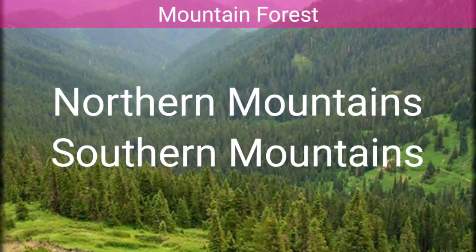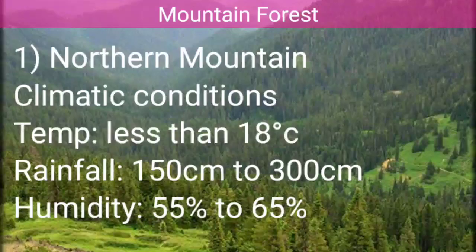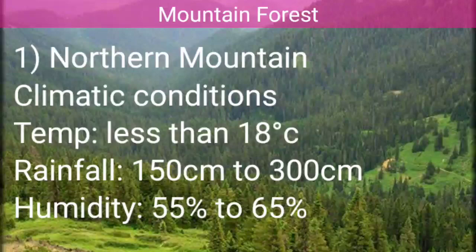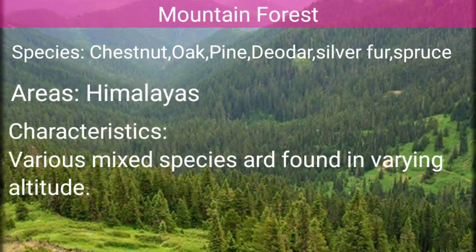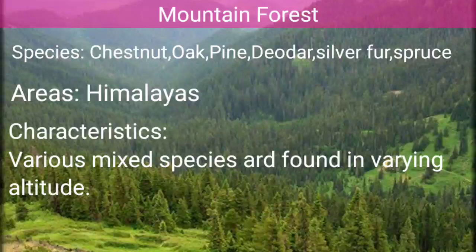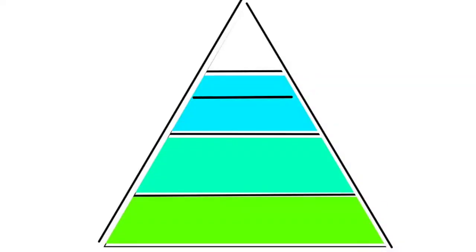Now, mountain forests: there are two types, northern mountains and southern mountains in India. Northern mountains: the climate has temperature less than 18 degrees Celsius, 150 to 300 centimeters of rainfall, and humidity of 55 to 65%. The area is the Himalayas. Characteristics here: various species are found at varying altitudes.